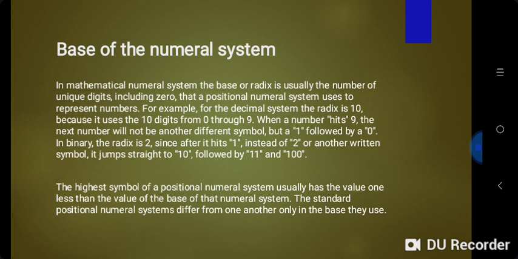So for octal, which has base 8, the highest possible digit is 7, because 0 is included and it starts with 0 to 7. The standard positional numeral systems differ from one another only in the base they use. So it depends upon the base that we use, from base 2 up to base 16.